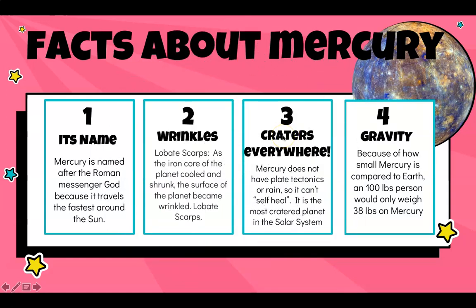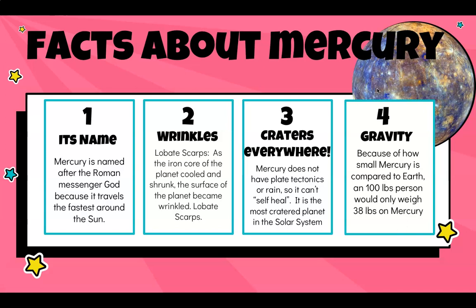Mercury does not have any sort of plate tectonics, doesn't have any way for its crust or its surface to renew itself, doesn't have any weather, any rain, nothing like that. So all its craters stay there forever. It is the most cratered planet in our solar system. You can see in this UV picture right here, which shows all these different craters all over the place. Lots and lots of craters.